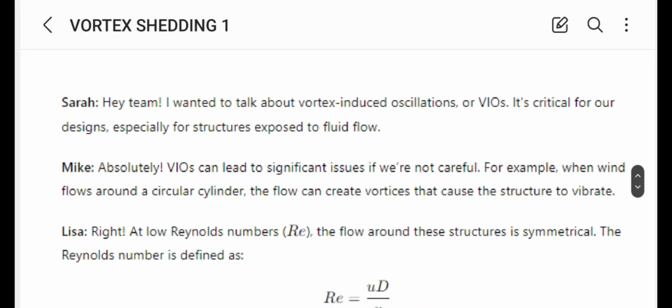Hey team, I wanted to talk about vortex induced oscillations. That's VIOs. Actually, this VIO is critical for our design, especially for structures exposed to fluid flow. Fluid flow means any kind of flow, even the wind; it's a fluid flow also.